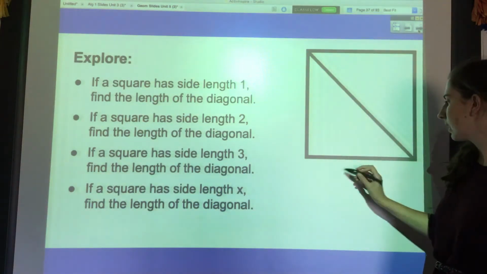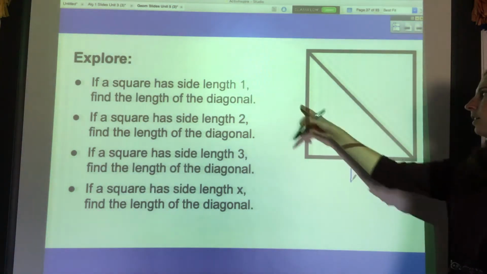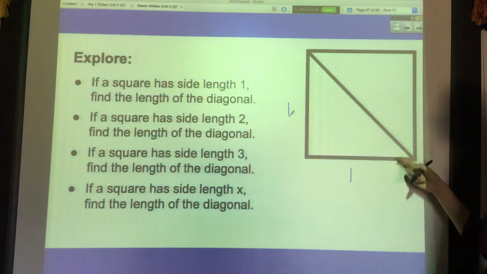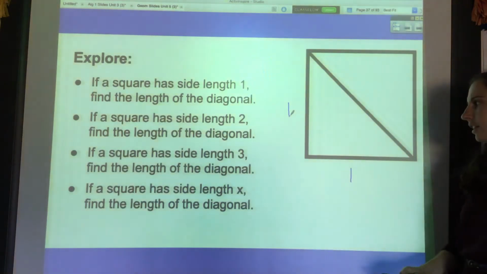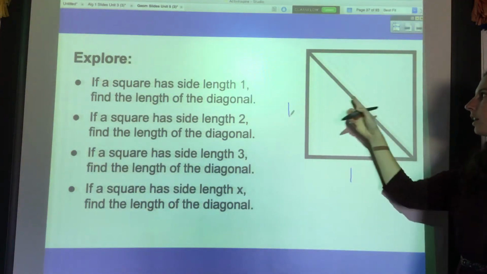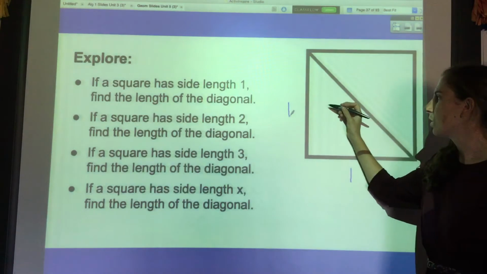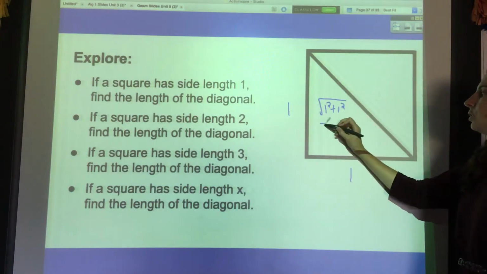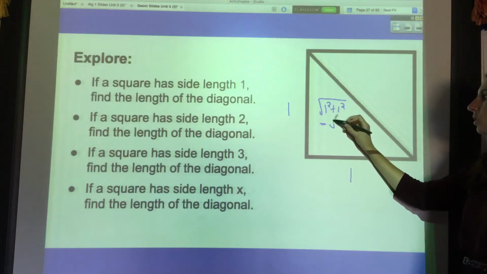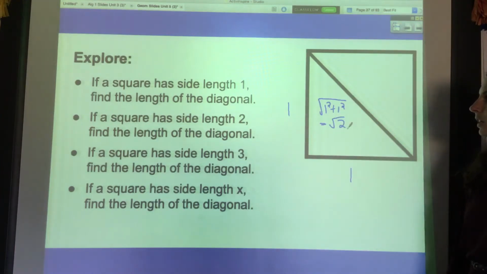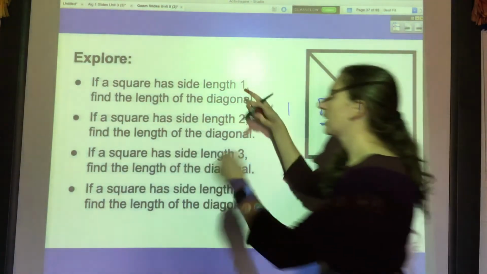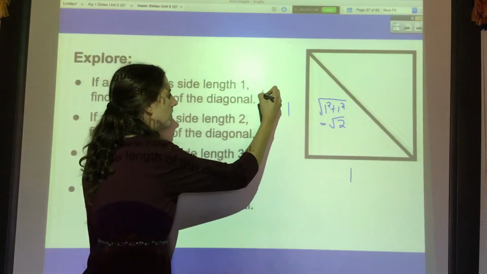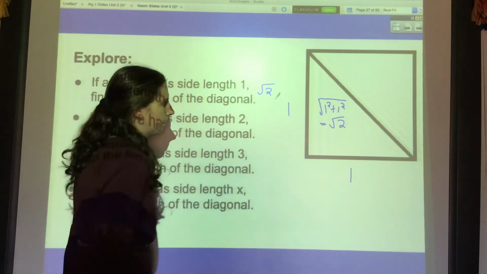So if a square has side length 1, that means this is 1, this is 1. I want to find the length of the diagonal. Again, this would just be the Pythagorean theorem. 1 squared plus 1 squared equals the diagonal squared. So it would be 1 squared plus 1 squared and then square root it, which would be 1 plus 1 is 2, so the square root of 2. So if a square has side length 1, then the length of the diagonal is square root of 2.